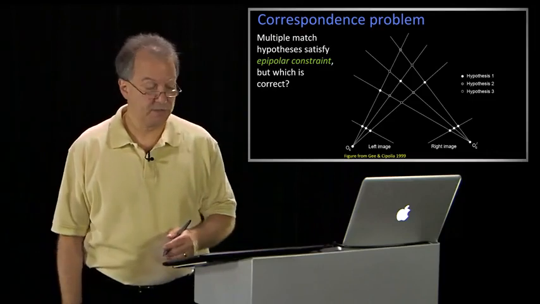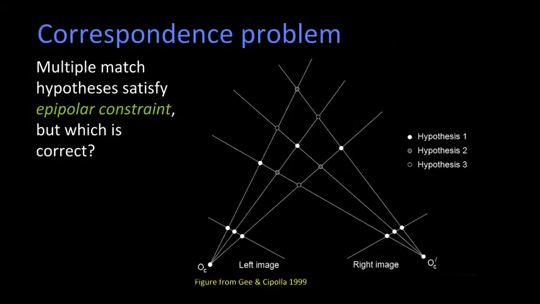So what is the correspondence problem? Well, basically, the epipolar constraint constrains what our solution is, but it doesn't solve our solution. So here we have a bunch of points in the left image, and we know they lie along the epipolar line in the right image. But the question is, what are the matches? And here in hypothesis 1, 2, and 3, coded in gray, you can see these are different possible matches. And so for each point in the left image, we have to decide what the match is in the right image, or vice versa.